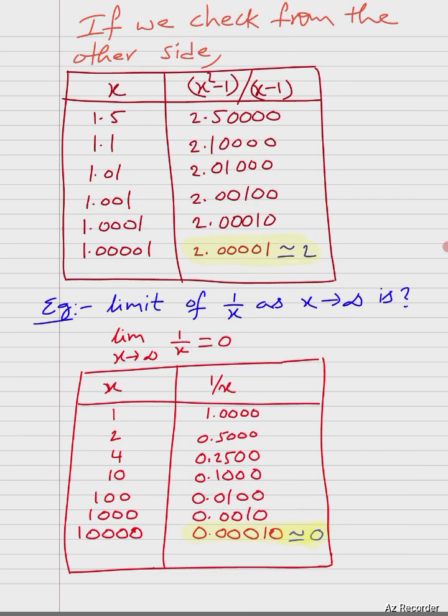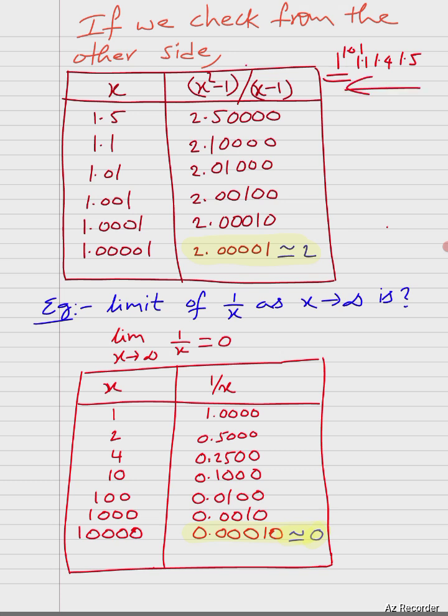Right side of the 1 means, if suppose 1 is here, we'll start with 1.5, 1.4, 1.1, 1.01. Like that we'll approach from the right side.